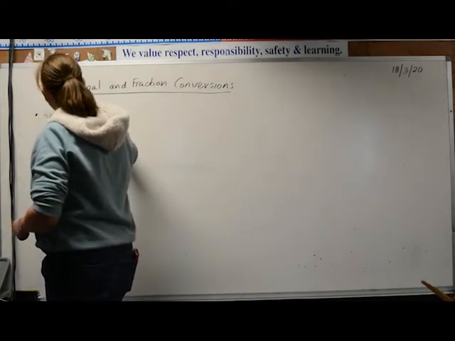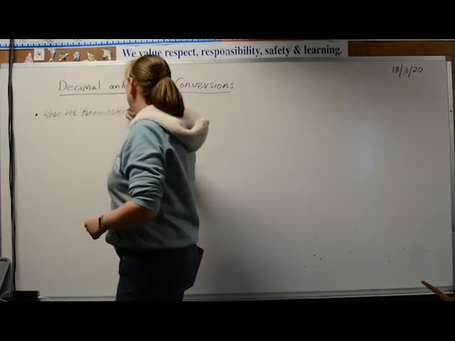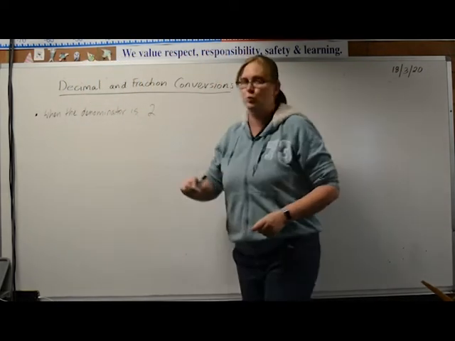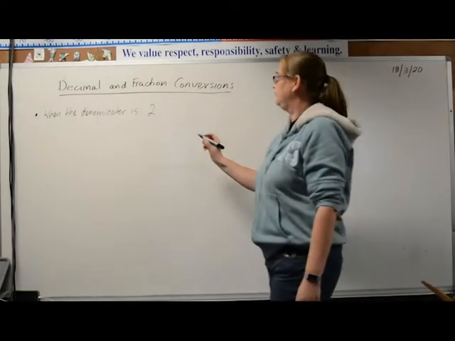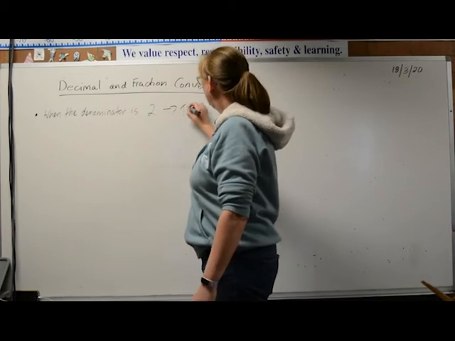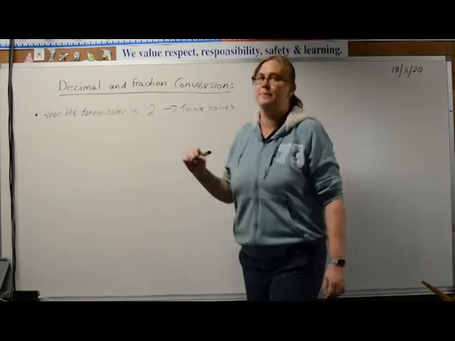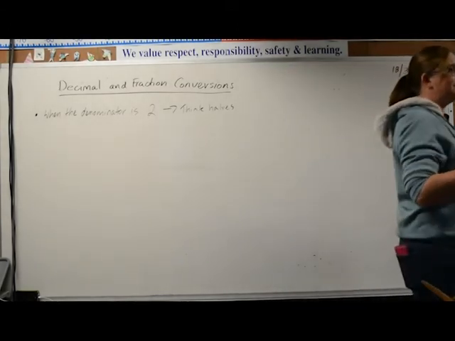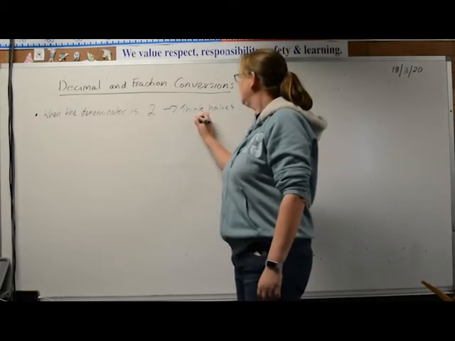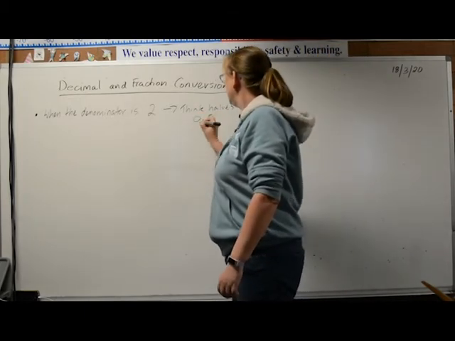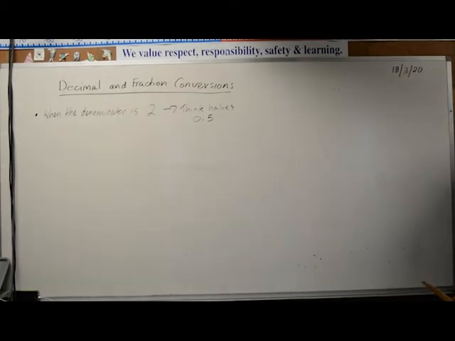When the denominator is 2, think halves. What is a half as a decimal? 0.5. So when the denominator is 2, 0.5 is a half as a decimal.